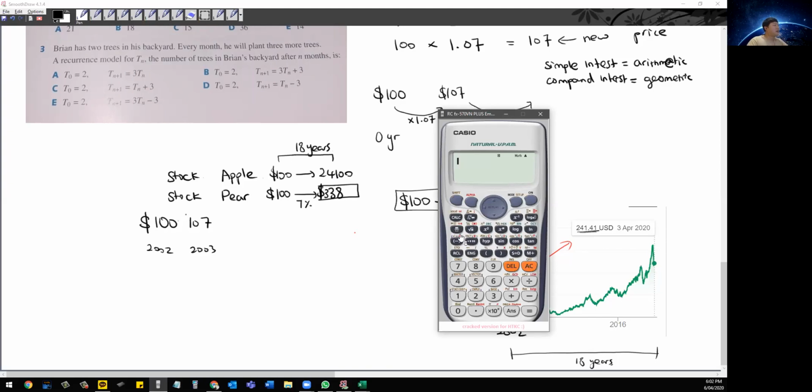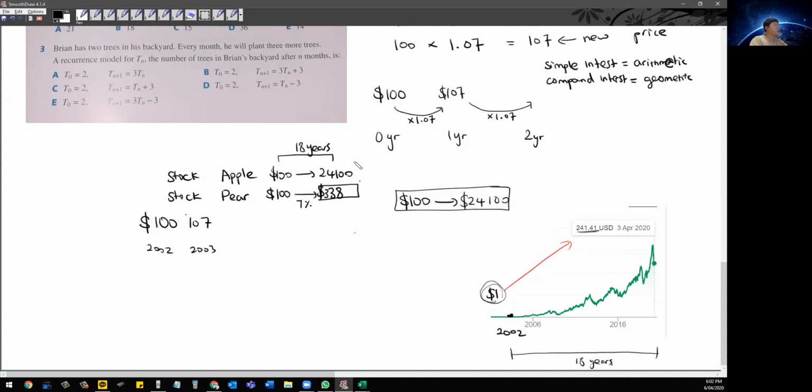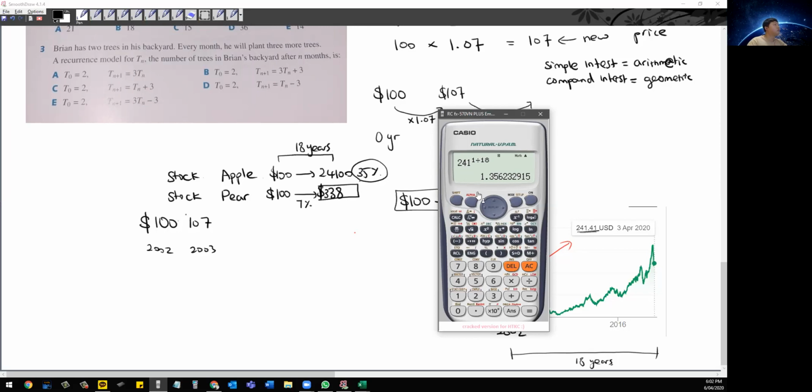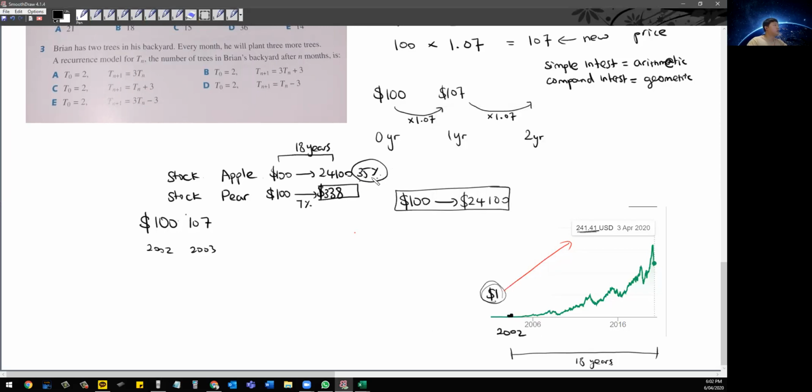Let me just think about this. If you have 241 to the power of 1 over 18, that's actually 35% every year. That's a lot of change. So Apple stock is worth about 35% growth every year. That's a huge difference between that and that, right?